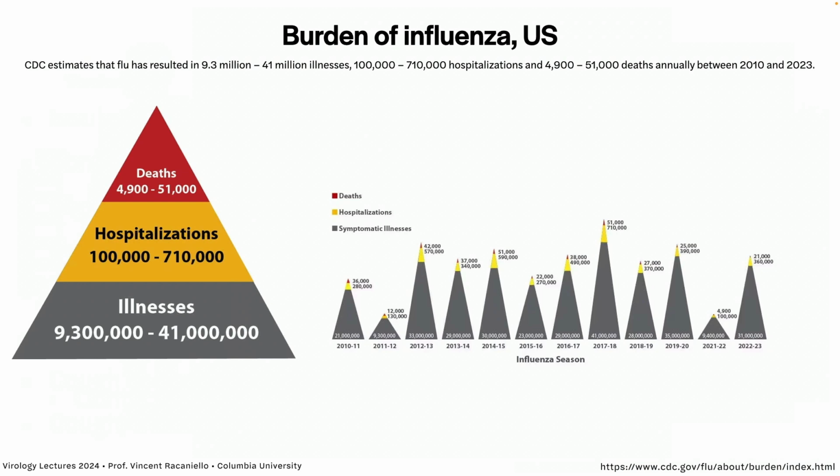And on the right is a more granular view of those same numbers by year. So you can see some years very low illnesses and hospitalizations and death, and in other years like 2017, 2018, 51,000 deaths. That's the peak over this time period. So this is why we immunize against influenza.